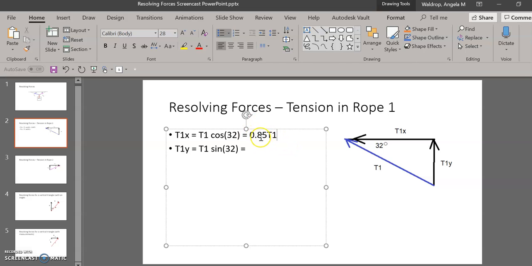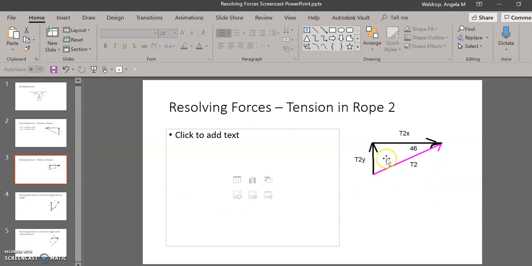Whenever I make my equation and T1x appears, I will use this value for that variable. Now for T1y, I'm going to use my calculator and type in sine 32, and I get a value of 0.5299. We are going to round that to 0.53, and then put T1 in there. So now we've finished resolving these forces for that first triangle.